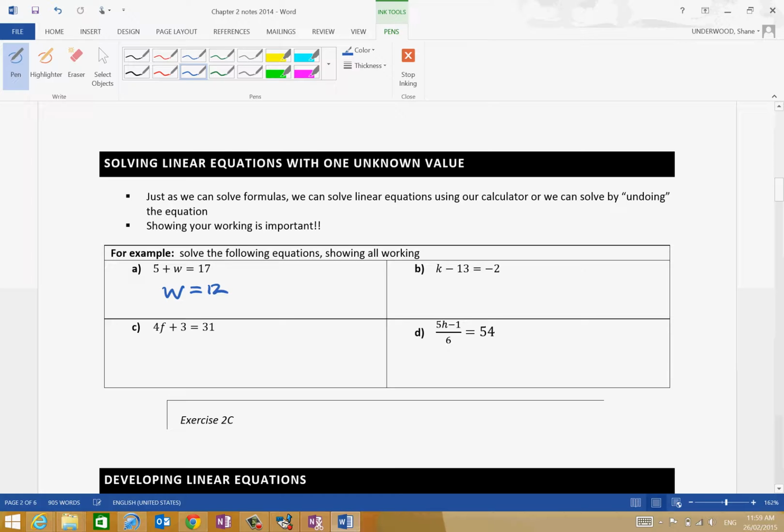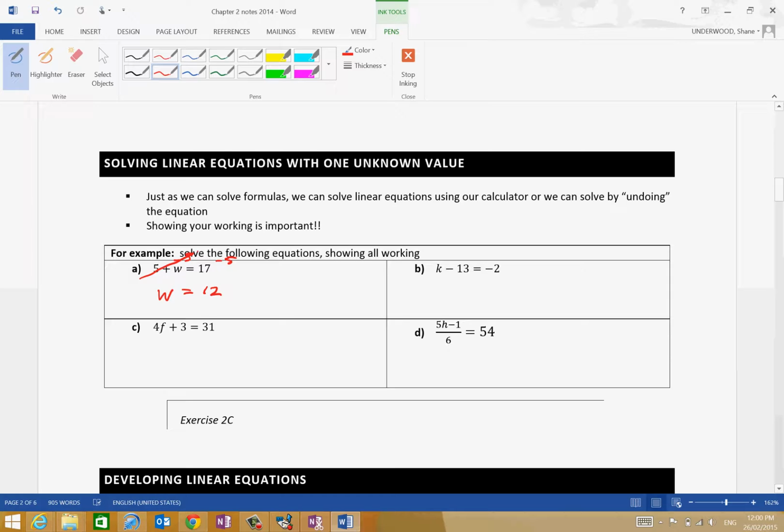Okay, now W equals 12. That's all well and good, that's a one-step problem, but what are we really doing? You need to know that we're subtracting 5 from both sides. So if I go ahead and do that, what are we effectively doing? We are subtracting 5 from this side, subtracting 5 from this side. I'm doing the inverse of positive 5, which is negative 5. So what I'm actually doing is W is equal to 17 take 5, which is 12.